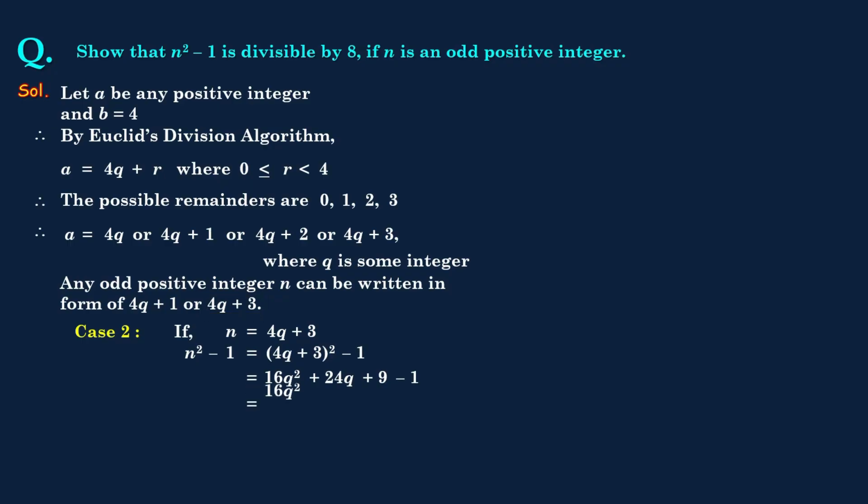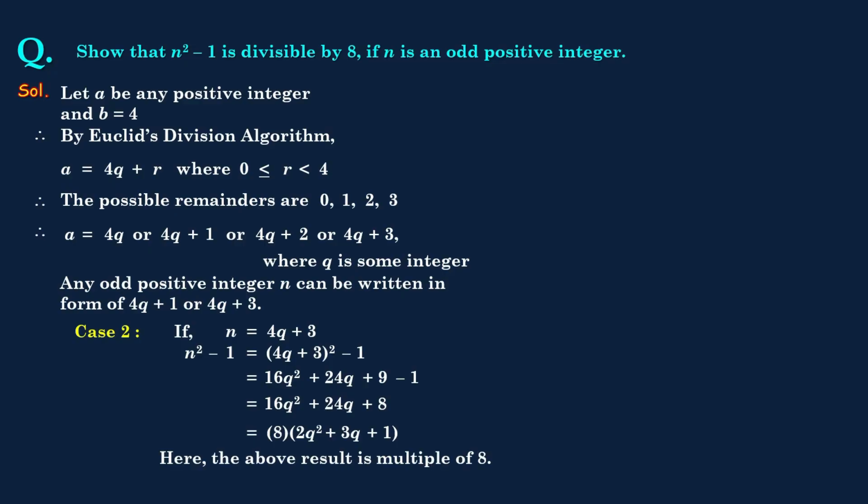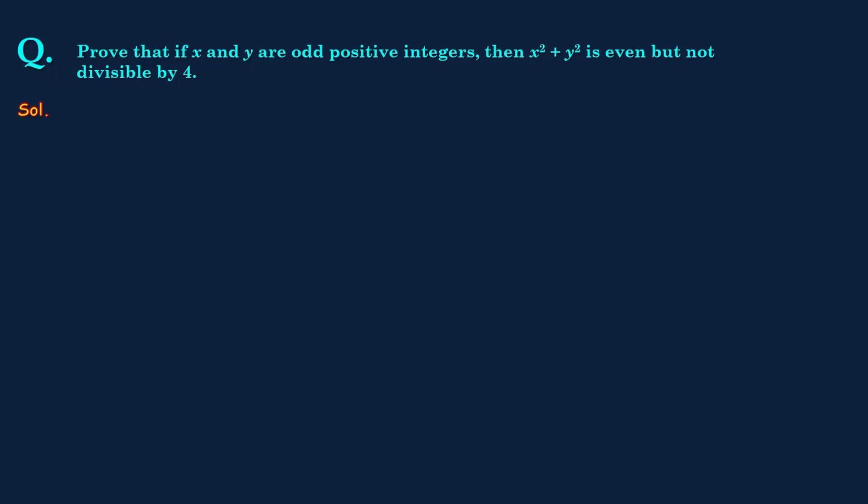So which is coming 16q square plus 24q plus 8. Now if you take common as 8 over here, then 2q square plus 3q plus 1. So you can clearly see that this is a multiple of 8. So that means it is divisible by 8. Now let us take another problem.